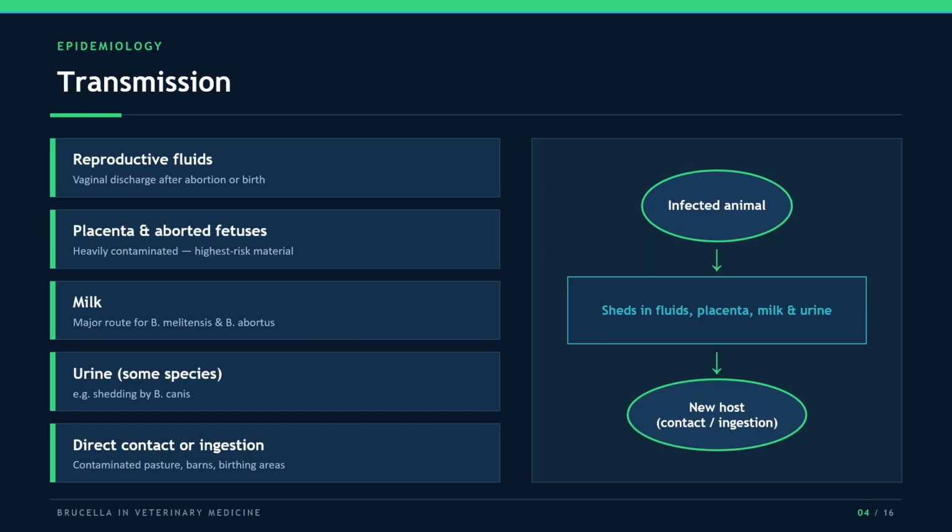Brucella is transmitted primarily through reproductive tissues, placenta, fetal fluids, vaginal discharge, and through ingestion of contaminated materials. Milk is a major route of transmission for B. melitensis and B. abortus. Some species, like B. canis, can also be shed in urine. Because the bacteria survive well in moist environments, contaminated pastures, barns, and birthing areas are high-risk zones.